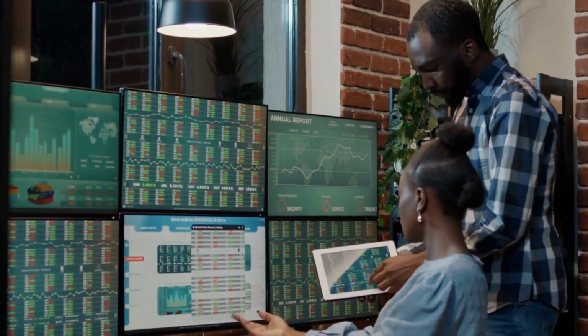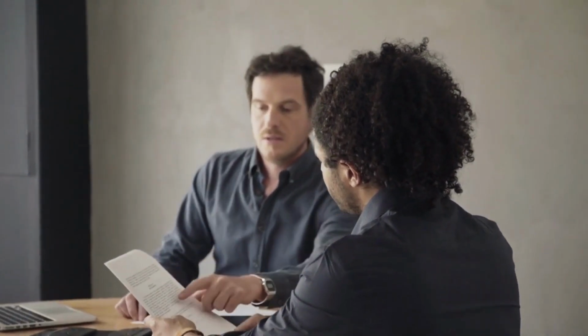Understanding these concepts will help you navigate the world of mutual funds and make informed investment decisions. It's always advisable to consult with a financial advisor or conduct thorough research before investing to ensure your choices align with your specific financial situation and goals.